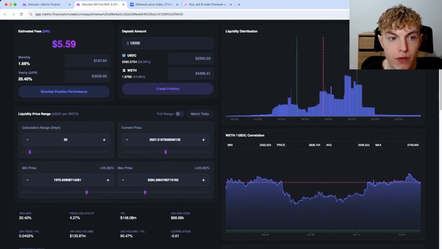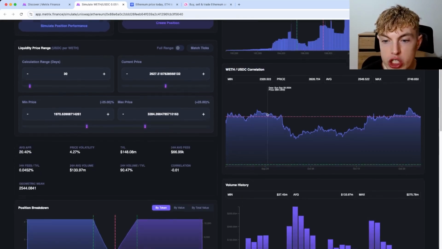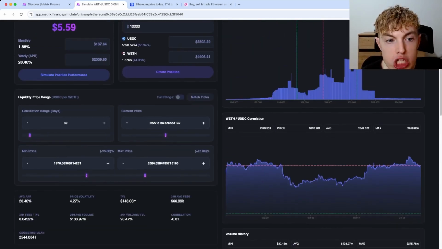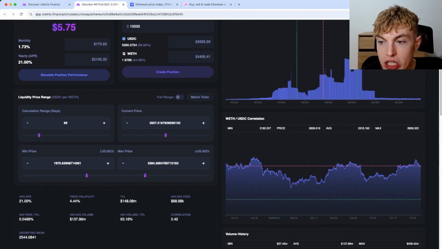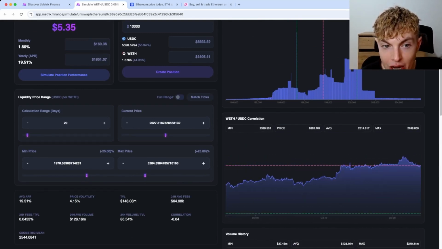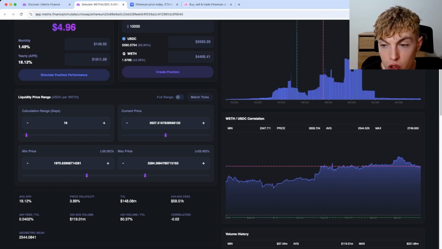Now right off the bat, before changing our range, we have a 20% APR, and right now we're looking at this correlation chart and these charts with a 30-day calculation range. So we can zoom out and see how the pool has done over the past 100 days, or we can zoom in to get a more hopefully accurate estimate of our returns if we go even closer and see the past 14 days of data.